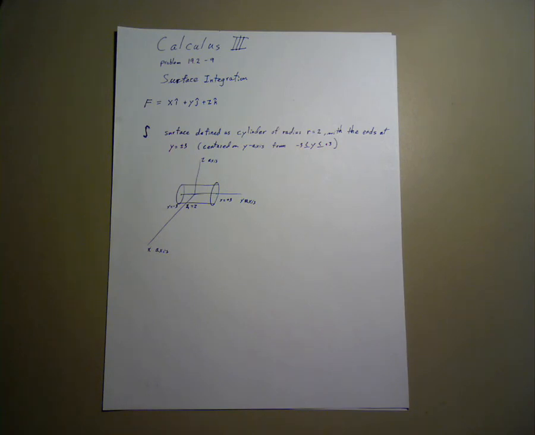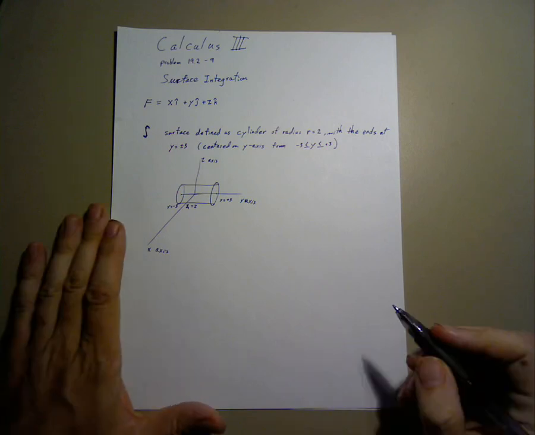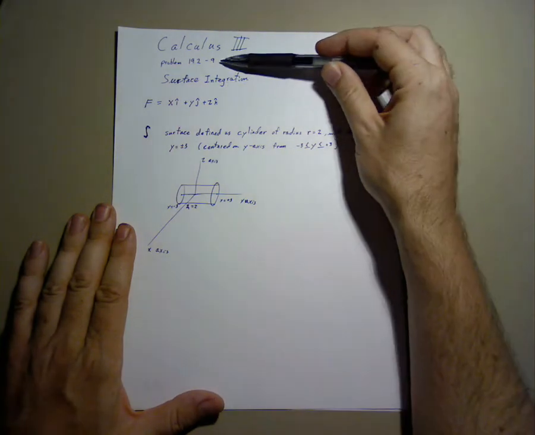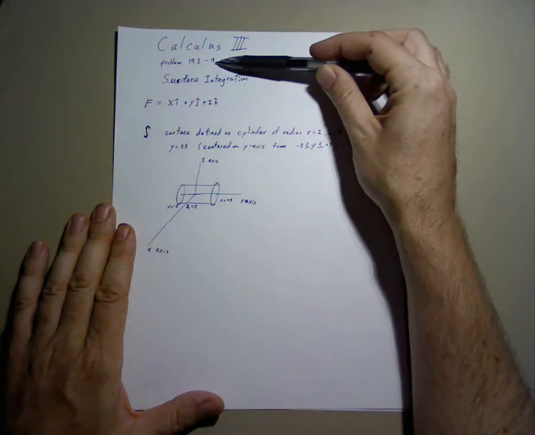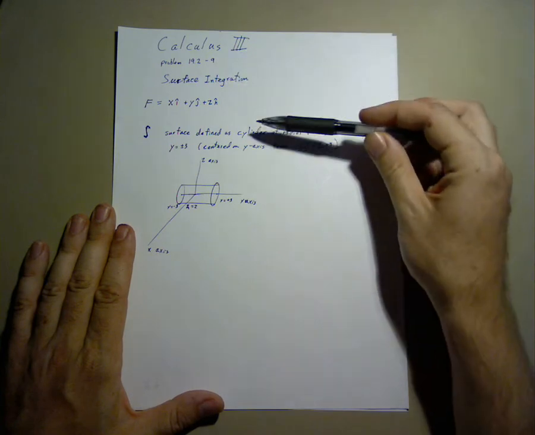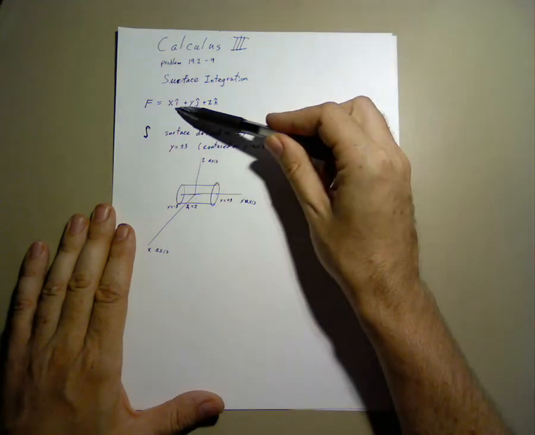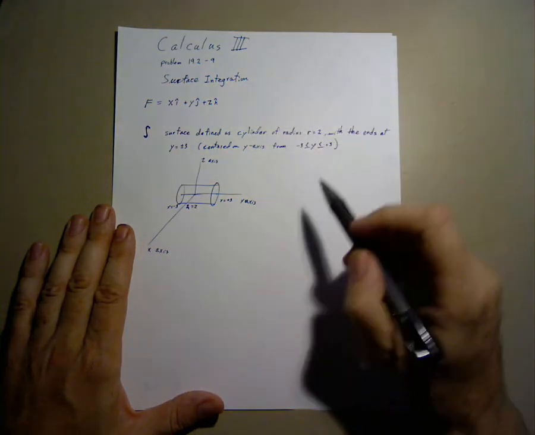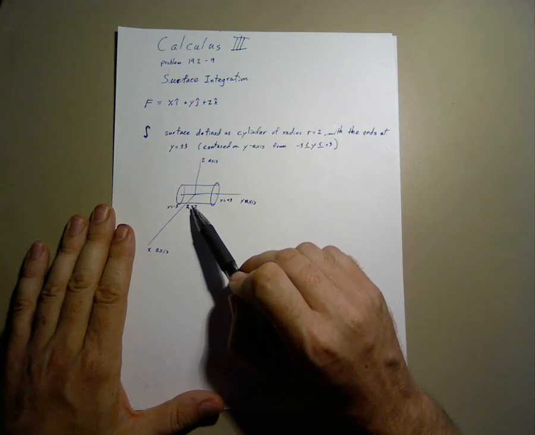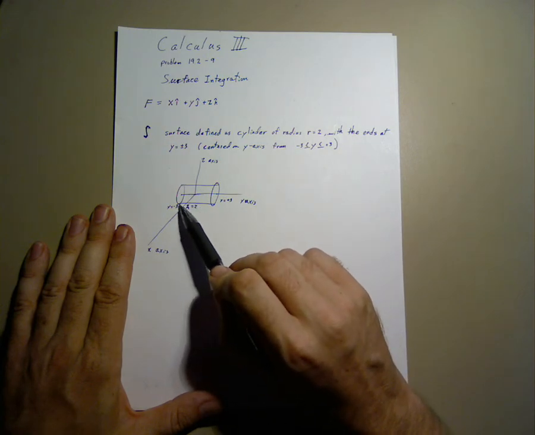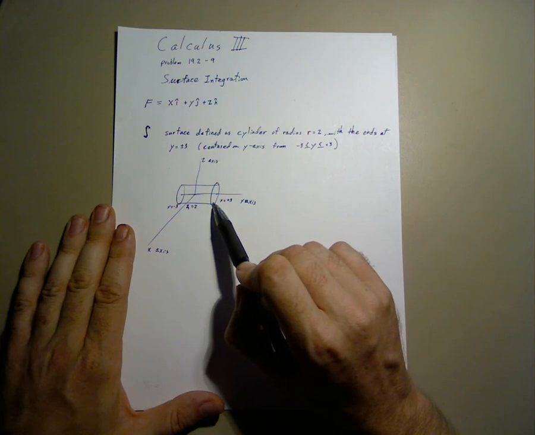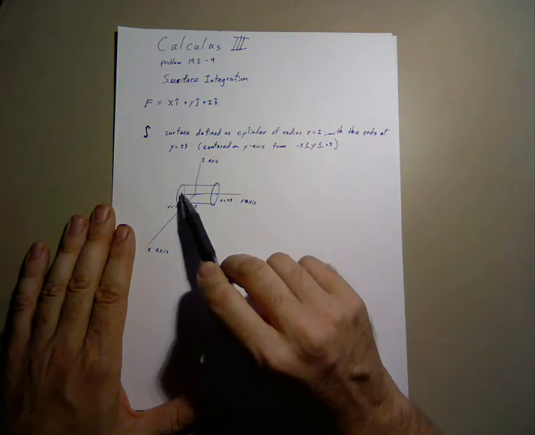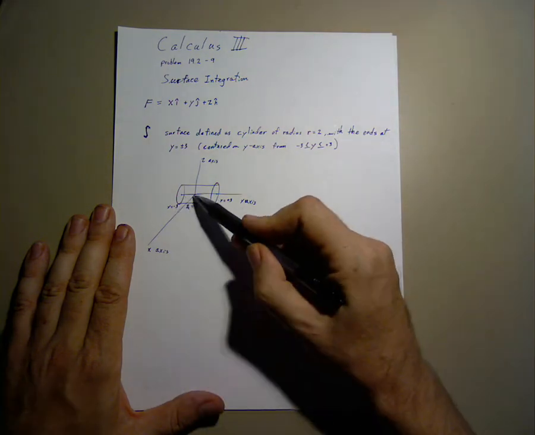Surface integration involves finding the flux over a surface. In this case, we're using an example from section 19.2, problem 9. Our function will be x i hat, y j hat, z k hat. And we'll be integrating over the region of this cylinder, centered on the y-axis from y equals plus 3 to y equals negative 3, with a radius of 2.